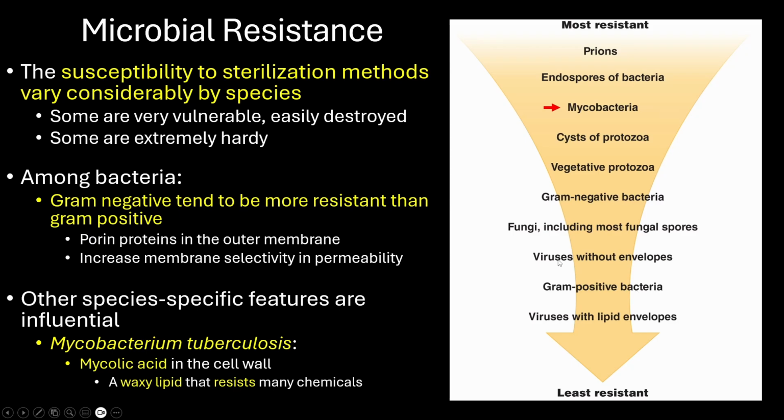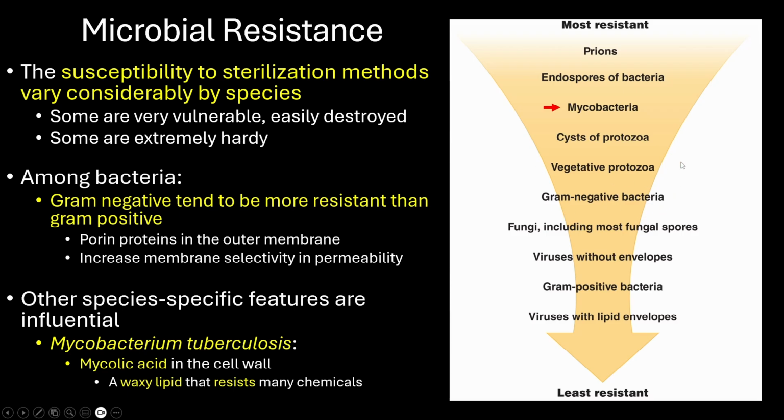Above that, we have viruses without envelopes, so we have the naked viruses. Above that, we have fungi and fungal spores. Most fungal spores are really hardy and able to survive a lot. Remember, this is distinct from an endospore. These are not the same thing. Above that, we have most gram-negative bacteria. Gram-negative bacteria, having that extra outer membrane, makes them a bit more resilient against different chemicals they might encounter.